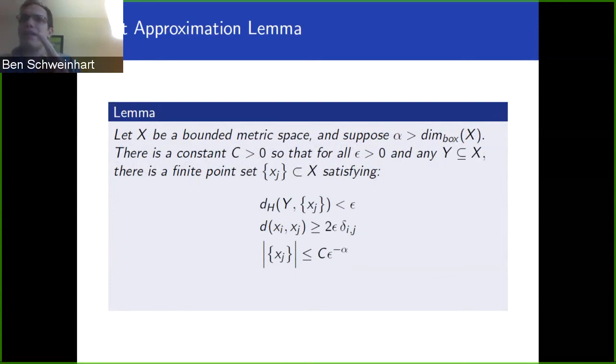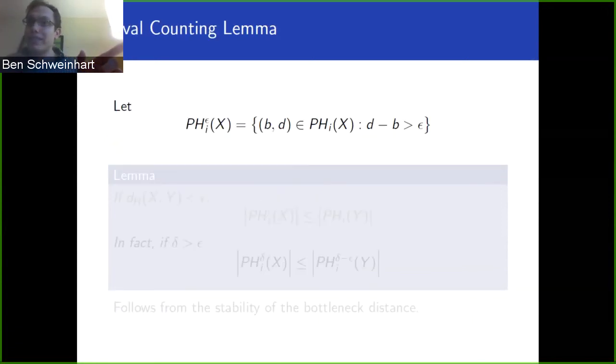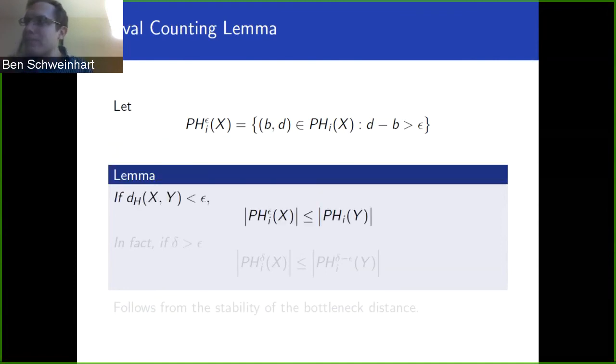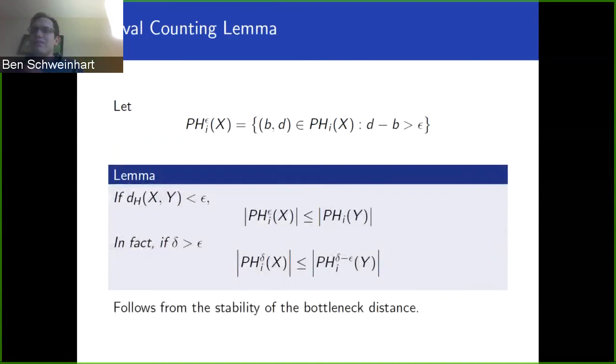That's the idea. First step is we approximate Y with a finite point set, and then we count the number of intervals of Y. And then we have our interval counting lemma, which says that first we define phi epsilon of X to be all intervals of length greater than epsilon. So this answers your question. We're talking about intervals of length greater than epsilon. And then the idea is if we approximate X with Y, and the Hausdorff distance of X and Y is less than epsilon, then every interval of length greater than epsilon of X corresponds to an interval of Y. I see, and then you just need to count the maximal possible intervals in Y.